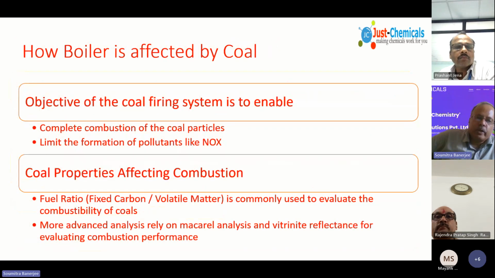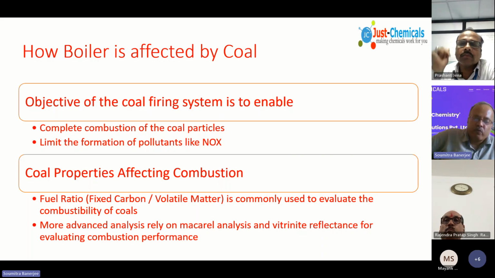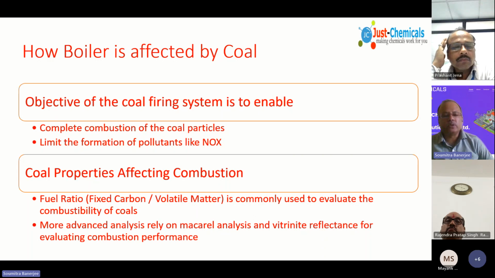The objective of the coal firing system is to enable complete combustion of the coal particles and limit the formation of pollutants like NOx. The coal property affecting combustion is the fuel ratio, fixed carbon divided by volatile matter, which is commonly used. But nowadays, vitrinite reflectance and other things have also come, which also affect the combustion. And more advanced analysis relies on maceral analysis and vitrinite reflectance. These are two things which are very important for evaluating combustion performance.